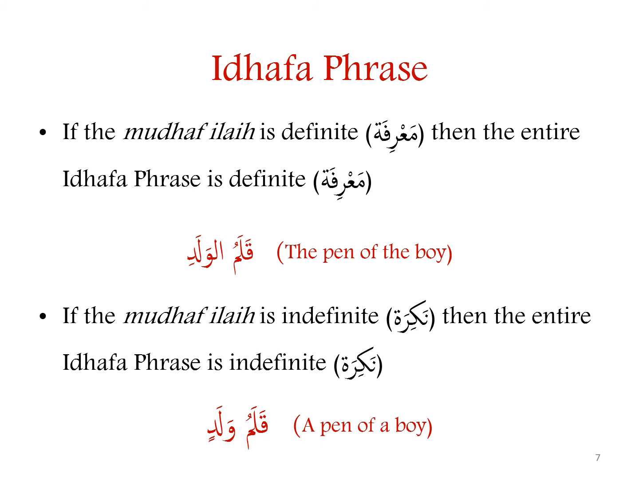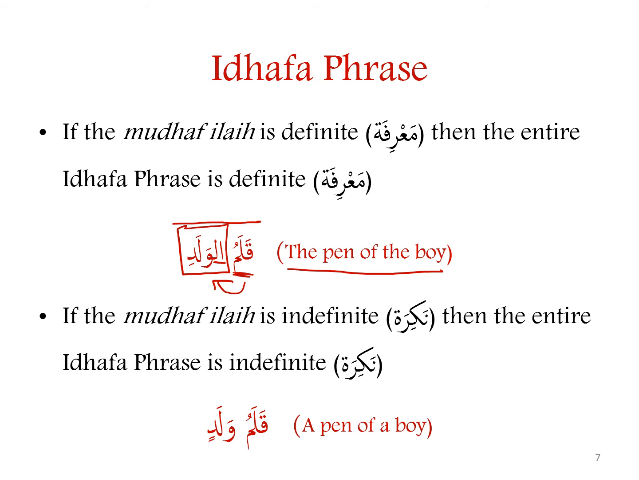So there's an element of being able to know when it's definite and when it's not. Now the rule is if the mudaf ilay is definite or ma'rifah, then the entire Idhafa phrase is definite, ma'rifah. So if we look at this example here, qalamul waladi, look at the mudaf ilay. Mudaf ilay is definite because it has an alif lam. Now because the mudaf ilay is definite, the entire Idhafa phrase is definite. So we translate it as the pen of the boy. So this qalamu becomes the pen. Not a pen, the pen. Why? Because the mudaf ilay is definite.